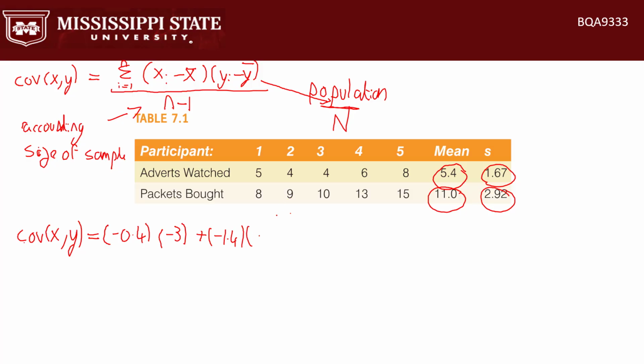times 9 minus 11, which is minus 2, plus, again, this is 4, so minus 1.4, and we're gradually increasing, so 10 minus 11 is minus 1, and this time it's 6 minus 5.4, so it's 0.6, times 13 minus 11, which is 2, and plus the final one is going to be 8 minus 5.4, so that's 2.6, times 15 minus 11, which is 4.